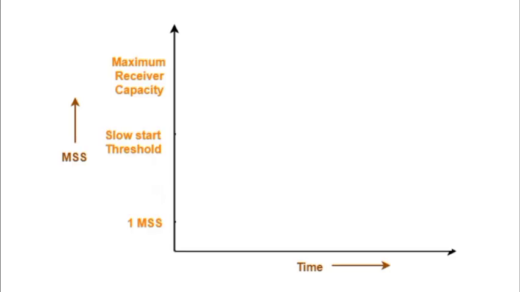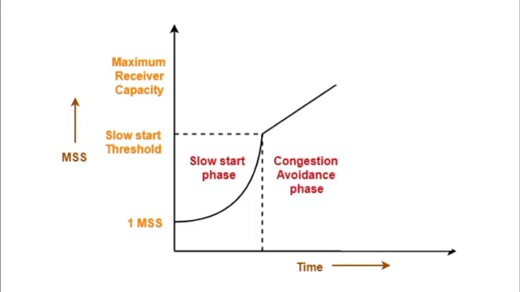Here is a graph demonstrating how the congestion control takes place. First, we have this exponential increase, which is called slow start phase. As soon as the threshold is reached, the linear increase starts, which is called congestion avoidance phase. At last, when maximum receiver capacity is reached, it becomes constant.